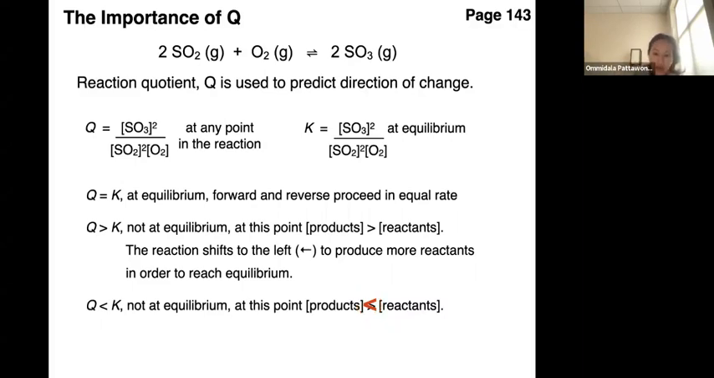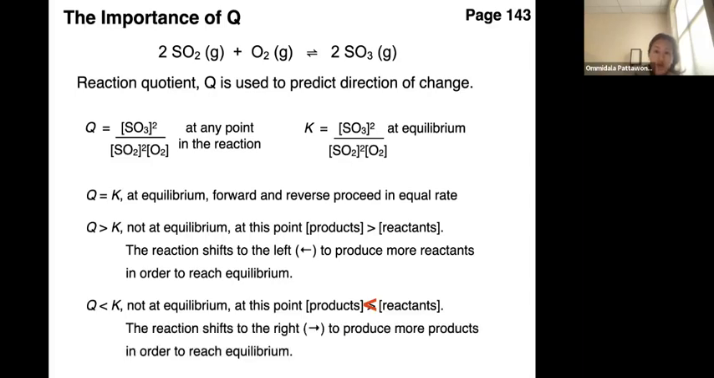So what does it mean then? Well, it means that the reaction would shift toward the product, because it's going to end up making more product in order to achieve equilibrium. So the take-home message is that Q can be used to tell us whether the reaction is already at equilibrium or not. When Q equals K, it is already at equilibrium, but when they are not equal to each other, you can use Q to predict whether the reaction would proceed toward the product or toward the reactant, depending on the concentration that you start with.